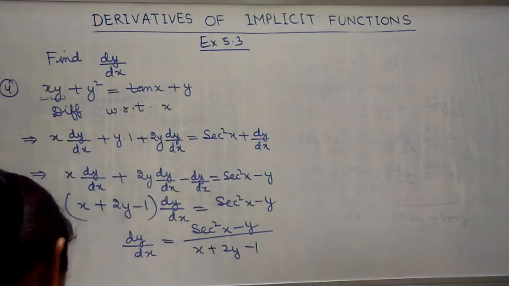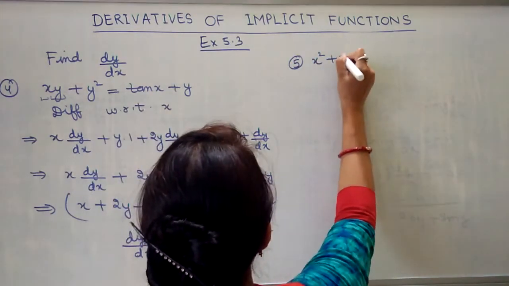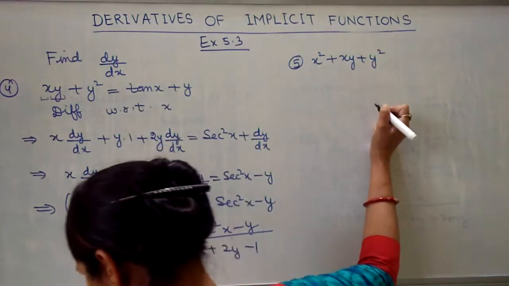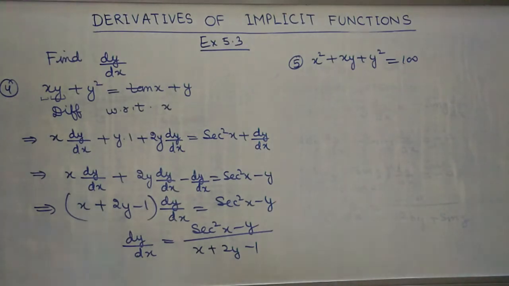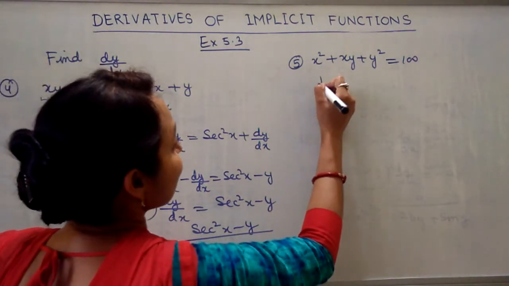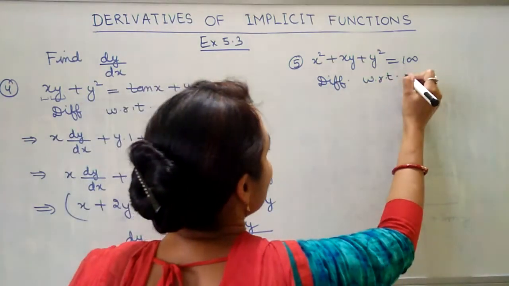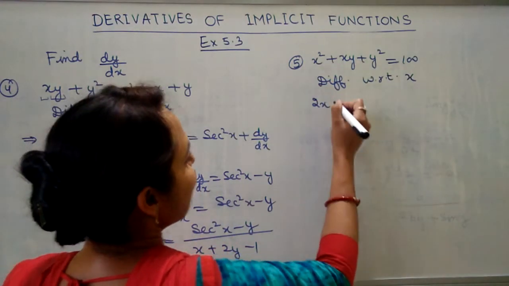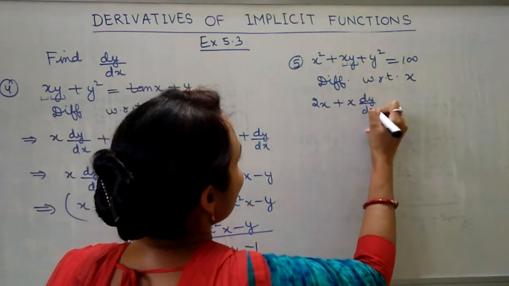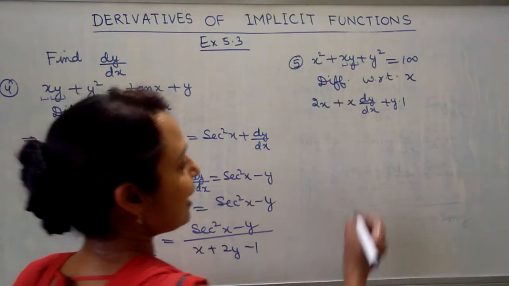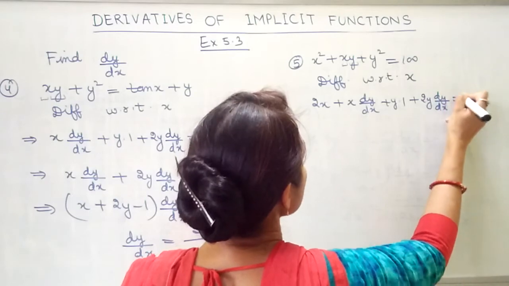Question number 5 is x square plus xy plus y square is equal to 100. So this is a very simple question. This is how to solve, differentiate with respect to x first of all. When you differentiate, it will be 2x. It will have again two functions, x as it is times derivative of y, plus y as it is times derivative of x, plus 2y dy upon dx is equal to 0.